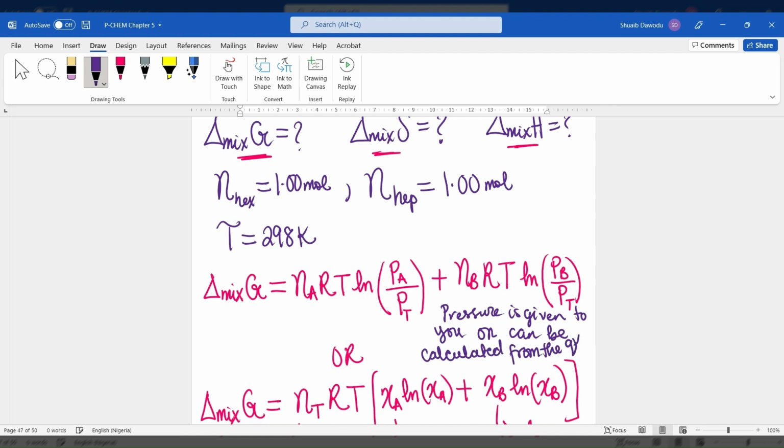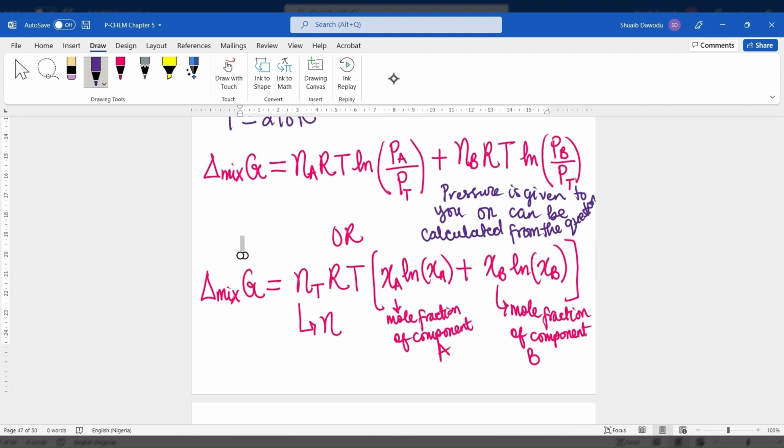So, for example, in a situation where you're given volume, number of moles, and temperature, you can still use this particular formula, because if you're given number of moles, gas constant, temperature, and volume, using the ideal gas law, you can simply substitute whatever you need and determine the value for pressure for each component as well as the total pressure. So use this first formula whenever pressure is given to you or can be calculated from the question. That's how you do the first one.